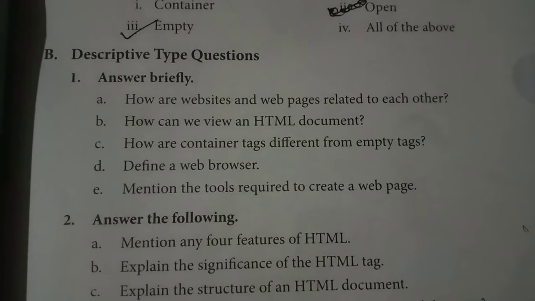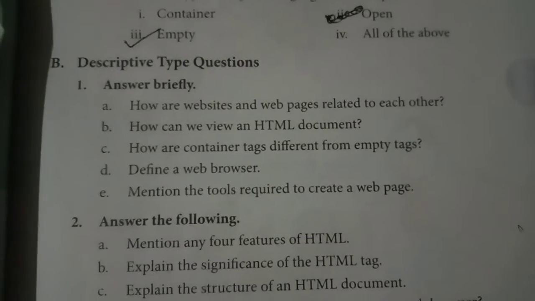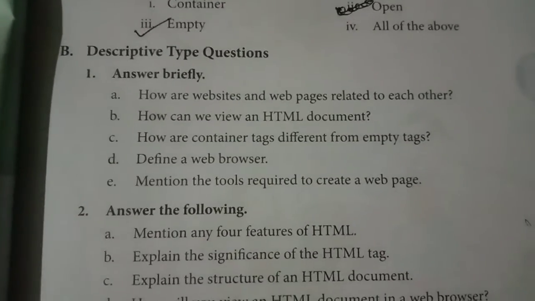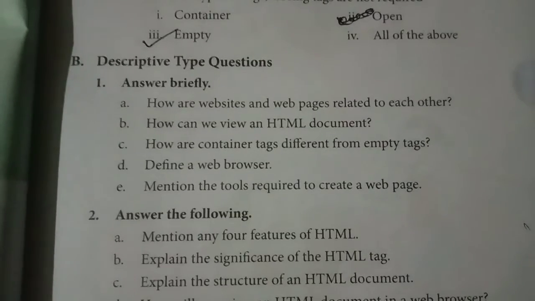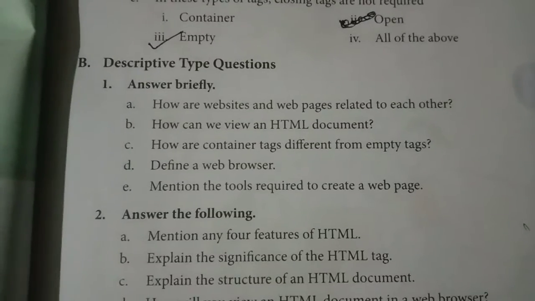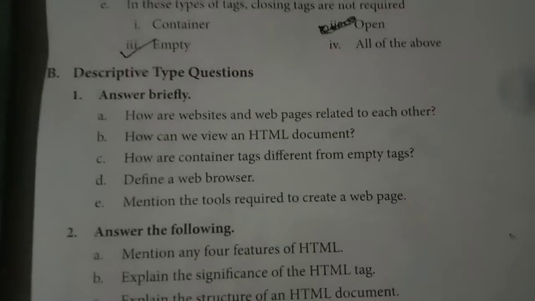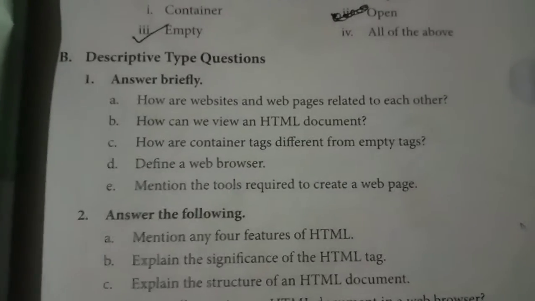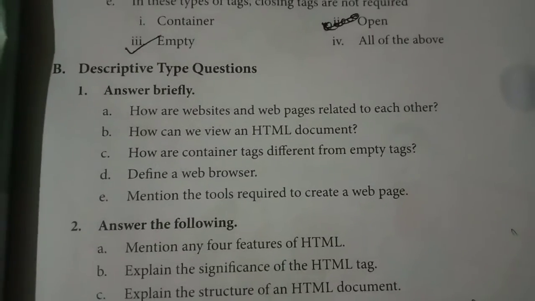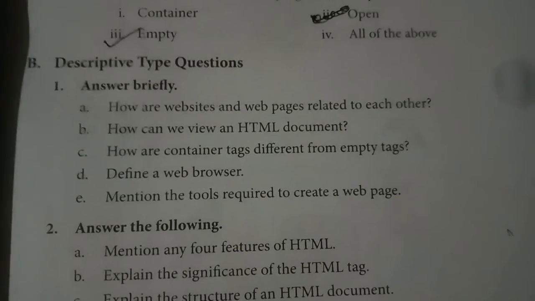In a container tag we have a closing tag. In an empty tag we don't have a closing tag. That's it. For a closing tag, angular brackets are there and you have to mark a forward slash. So the answer is: a container tag contains starting and closing tag both, but an empty tag is a non-container tag which consists of only a single tag. So this one is the answer of the third question.